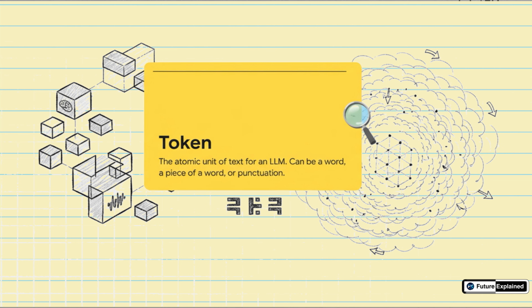Now, you might be thinking, well, why not just use letters? A, B, C. And the answer is really all about efficiency. It's so much less work for the model to think about "explain" and "er" as two chunks than to process E, X, P, L, A, I, N, E, R one by one. It also gives the model a bit of a head start because these word fragments already have some meaning baked in.